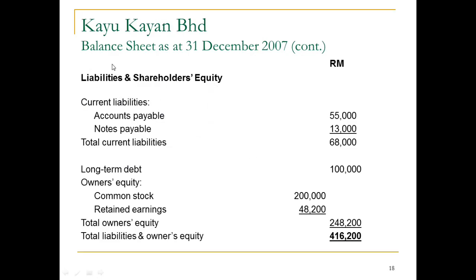So in liabilities, we can actually further divide it into current liabilities and also the long-term debt. Basically, the current liabilities consist of accounts payable of 55,000 and also notes payable of 13,000 ringgit. So your total current liabilities is 68,000 ringgit. In your liabilities, you also have your long-term debt, which is totaling about 100,000 ringgit.